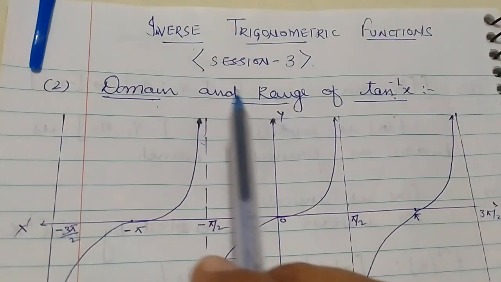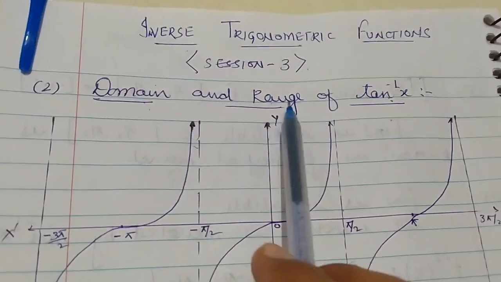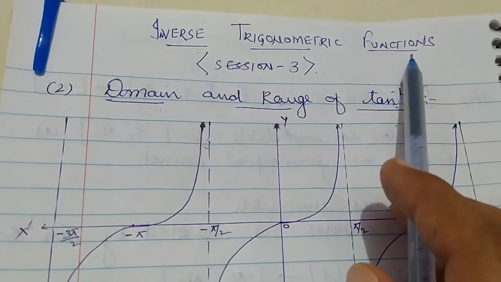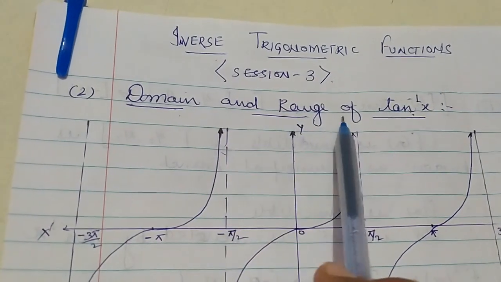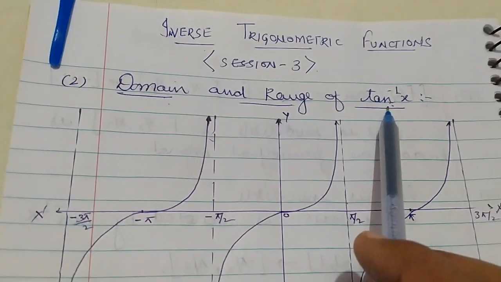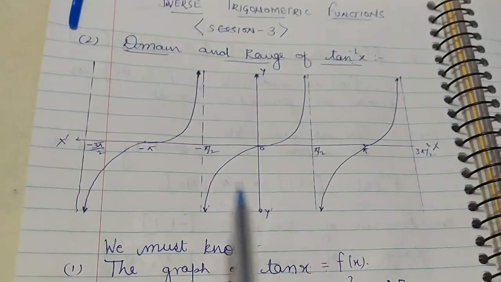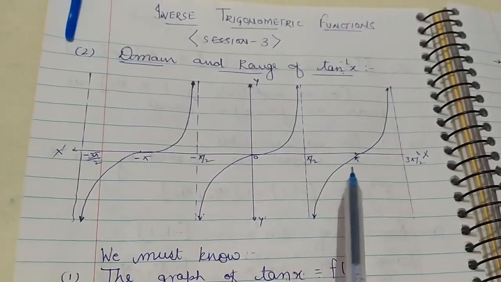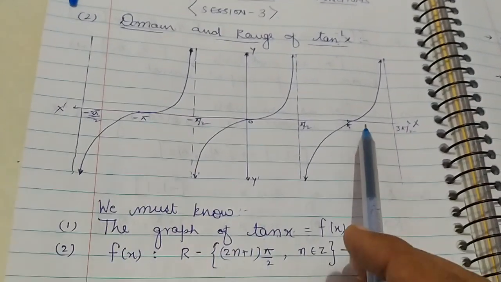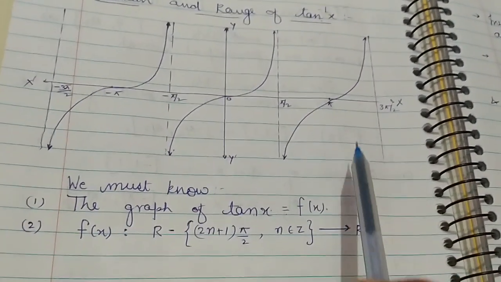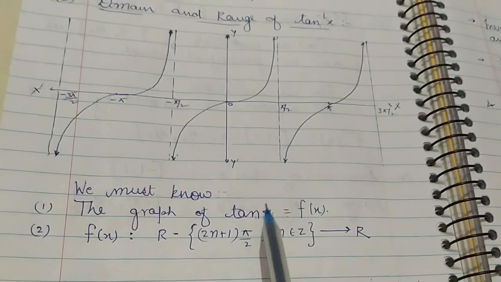Welcome everyone. Today we are going to discuss the domain and range of tan inverse x under the topic inverse trigonometric functions. To get the domain and range of tan inverse x, we must know two things about the trigonometric function tan x. The first thing is the graph of the trigonometric function, and second the domain and the range of the trigonometric function tan x.